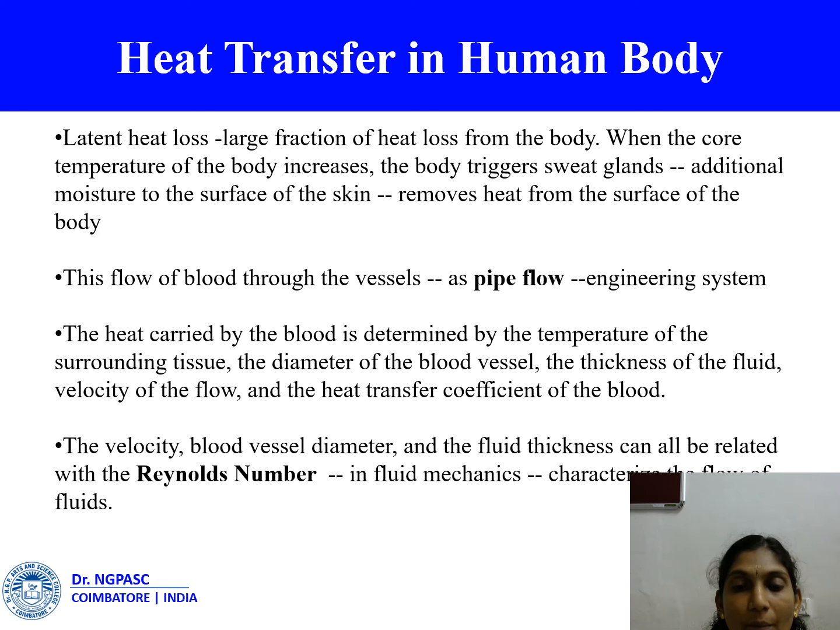This flow of blood through the vessel can be modeled as a pipe flow in an engineering system. The heat carried out by the blood is determined by the temperature of the surrounding tissue, the diameter of the blood vessel, the thickness of the fluid, the velocity of the flow, and the heat transfer coefficient of the blood. The velocity, blood vessel diameter, and the fluid thickness can also be related with the Rayleigh number, which is a dimensionless number used in fluid mechanics to characterize the fluid flow motion.